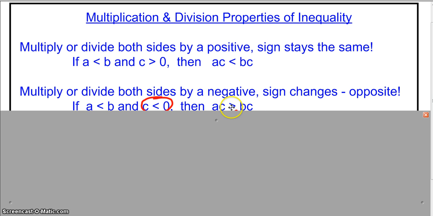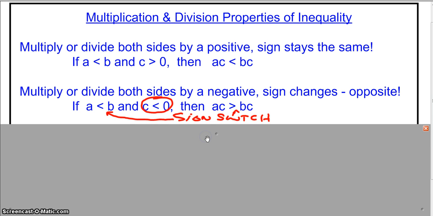This sign is not the same as was in the hypothesis. This is a hypothesis over here. This is the conclusion. Okay? And that's the sign switch that happens when we multiply both sides by a negative.